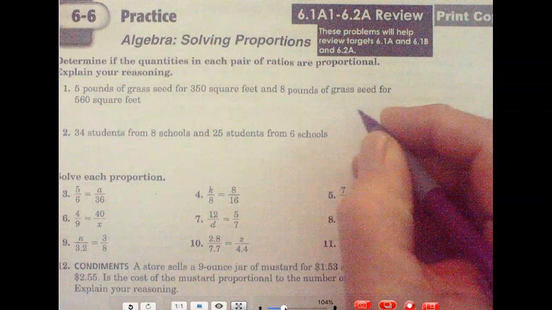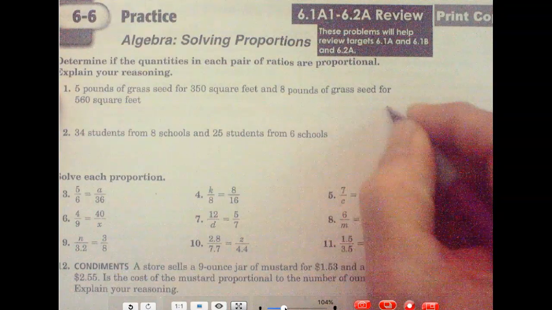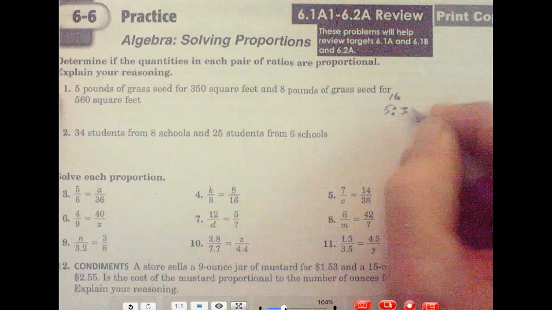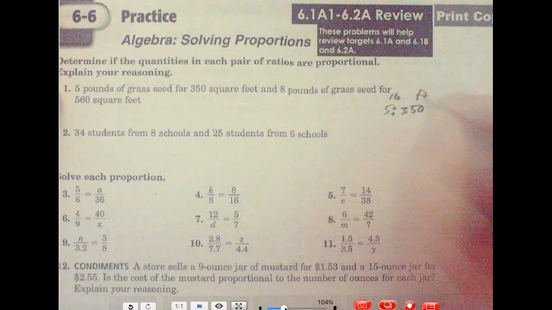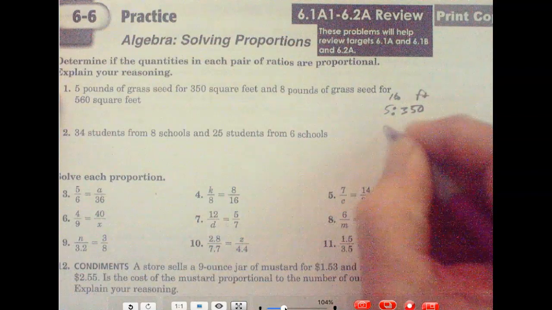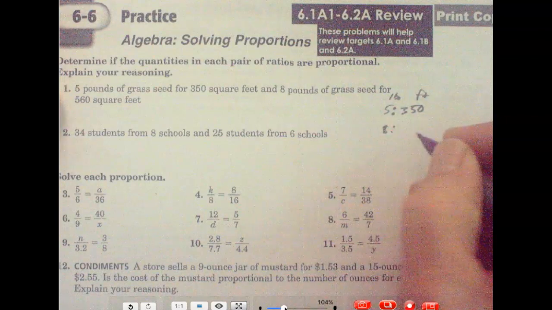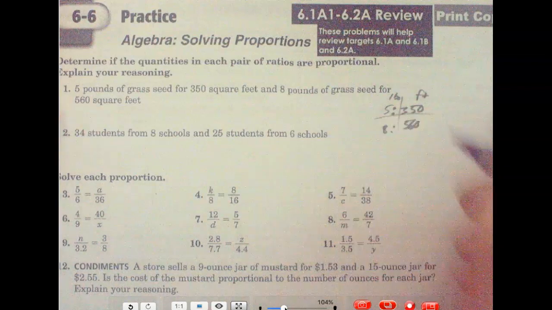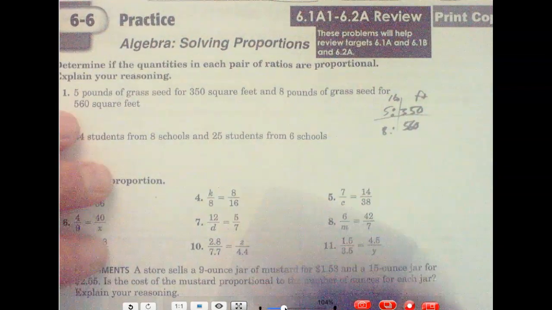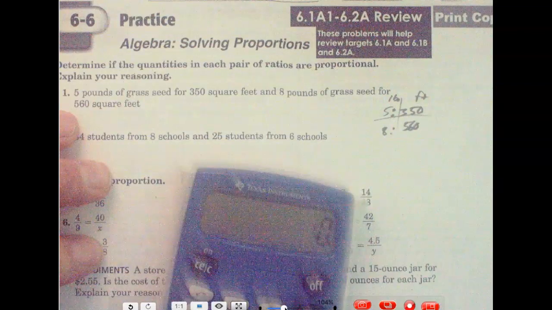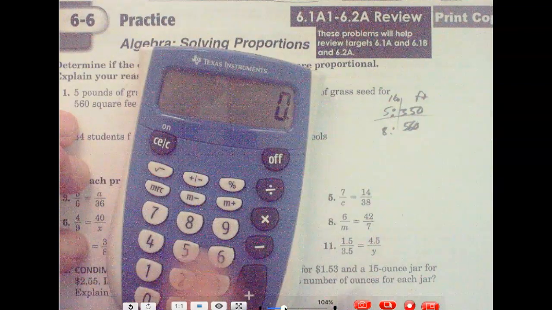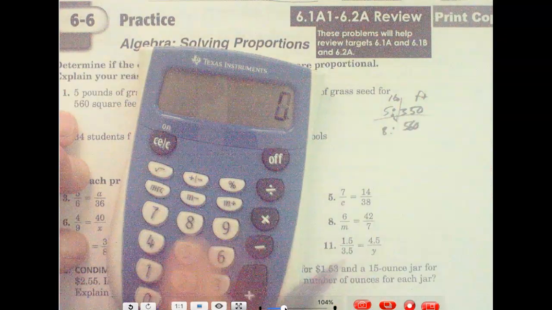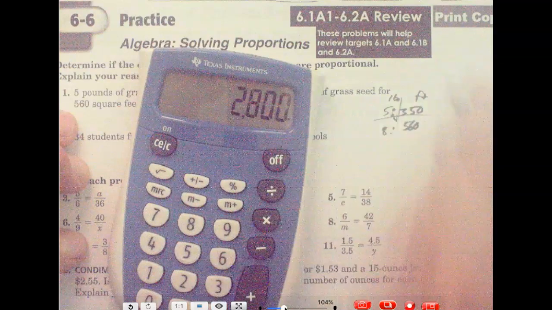So we've got 5 pounds of grass seed for 350 square feet. And you'll remember that we just take and we stack these. 8 pounds for 560. We've got a little box there, so we're just going to compare cross products. So let's do 5 times 350 here. 5 times 560 equals 2800.